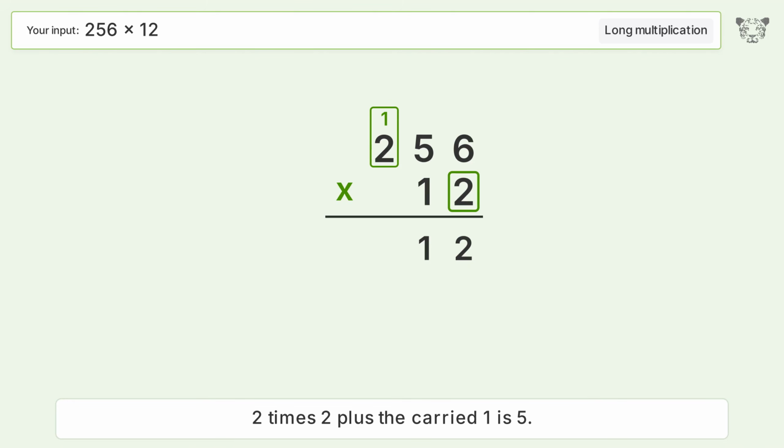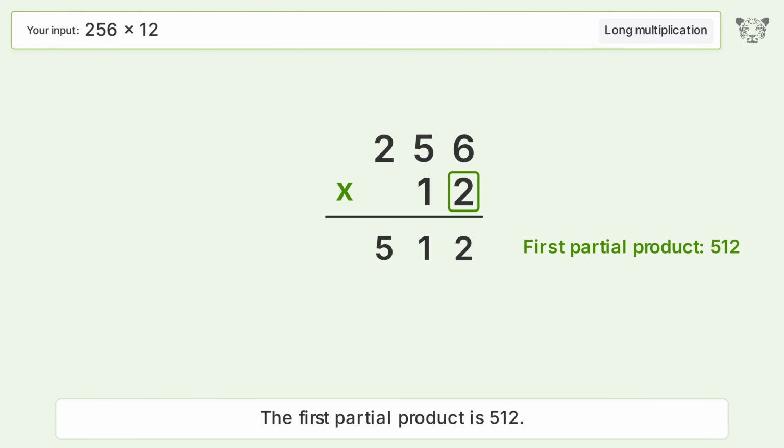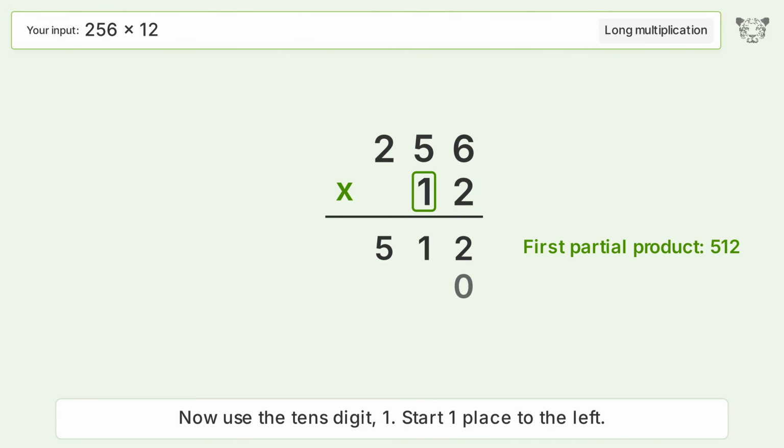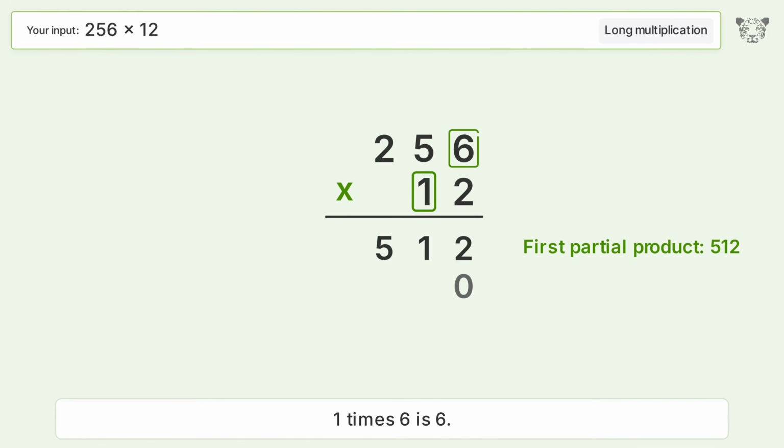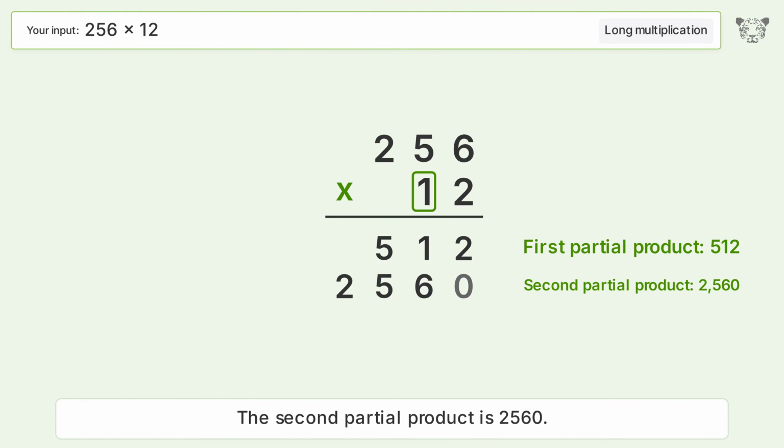2 times 2 plus the carried 1 is 5. The first partial product is 512. Now use the tens digit, 1. Start one place to the left. 1 times 6 is 6. 1 times 5 is 5. 1 times 2 is 2. The second partial product is 2560.